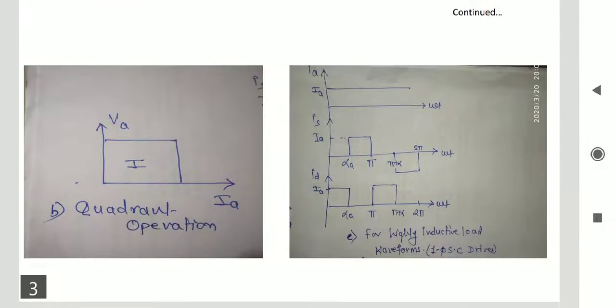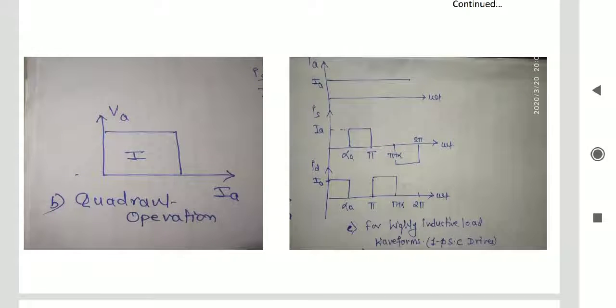This semi-converter DC motor drive works in the first quadrant as it has armature voltage VA positive and current IA also positive. So we will have a first quadrant operation of the semi-converter DC motor drive.